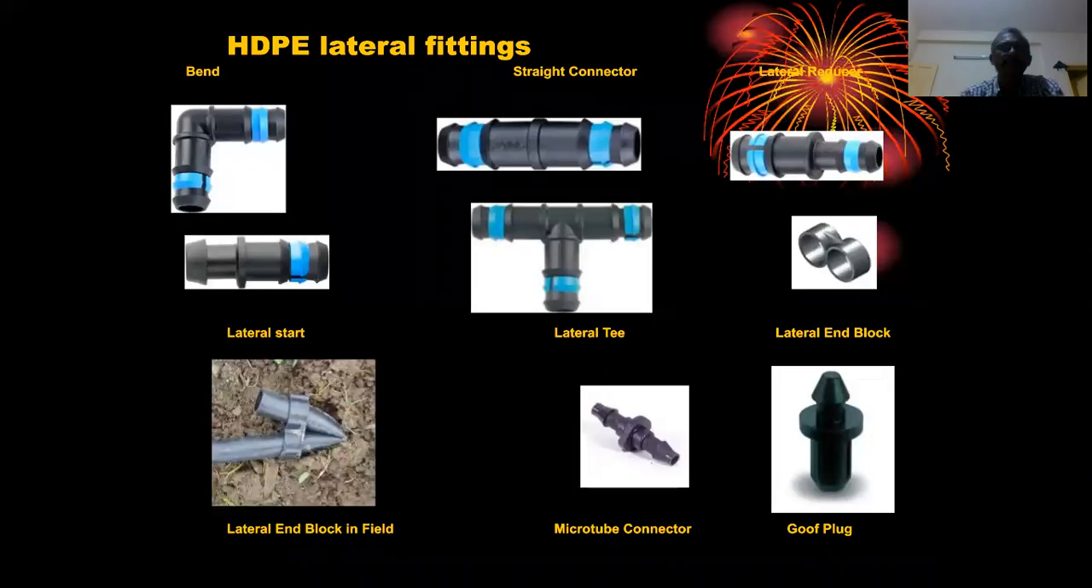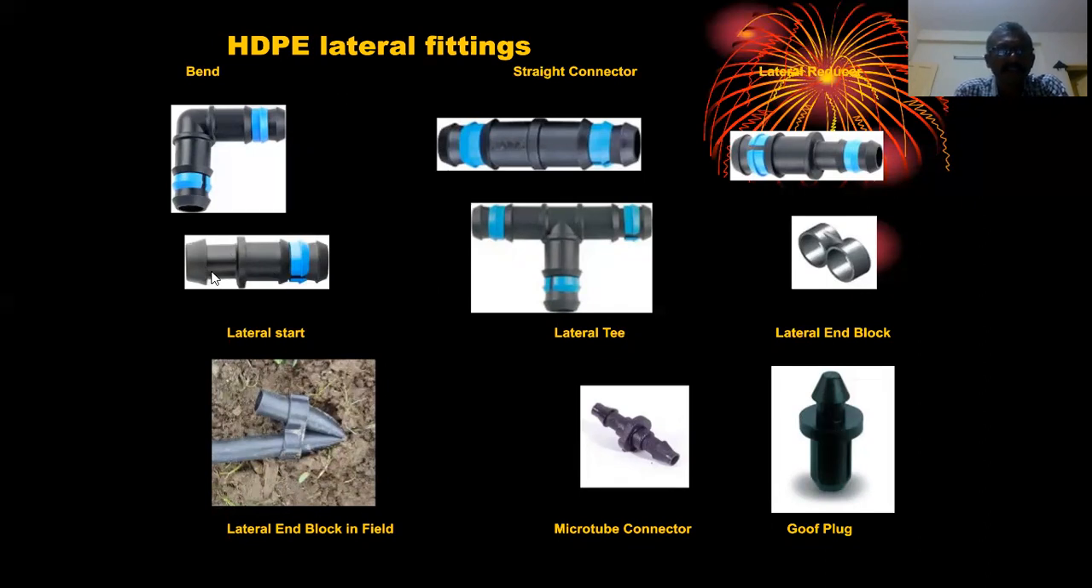So these are all the fittings used for connecting laterals. They are made of high density polyethylene. Lateral is made of low density polyethylene, but the fittings that are used to connect the laterals are made up of high density polyethylene. These are all the fittings. By looking at the shapes of the fittings themselves, one will be able to understand for what kind of purpose this is used. This is a lateral bend, and this is a lateral start.